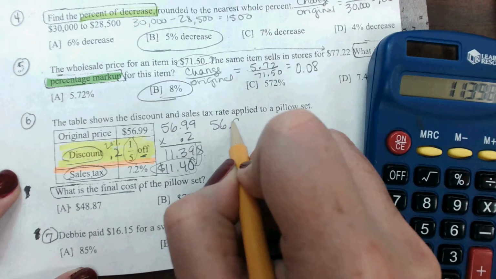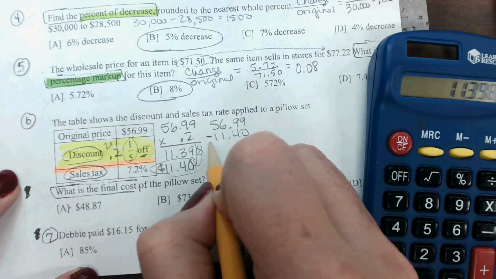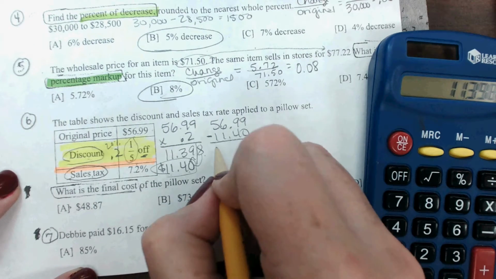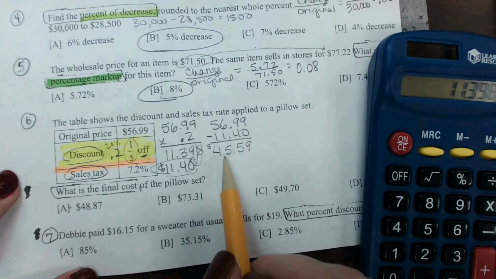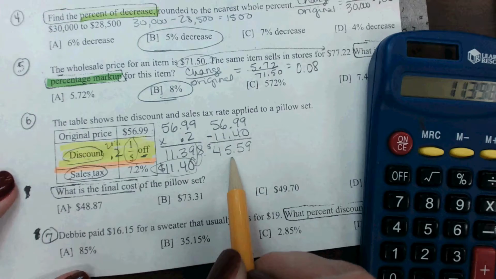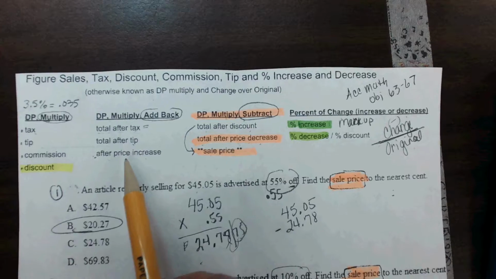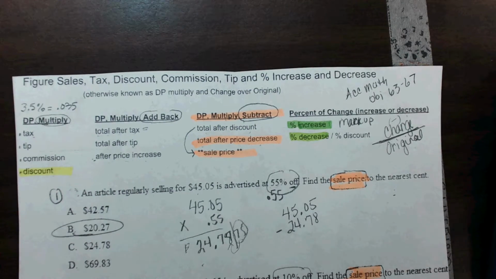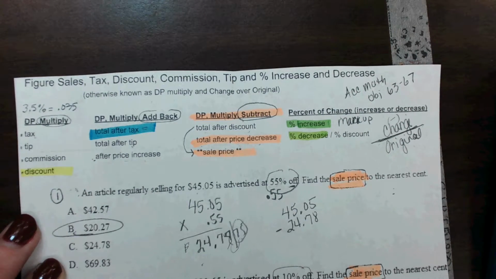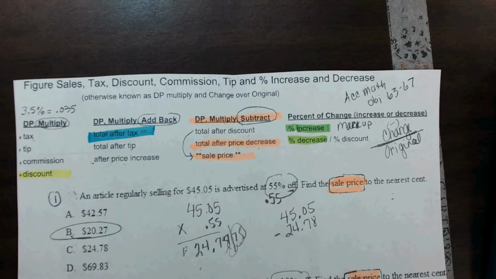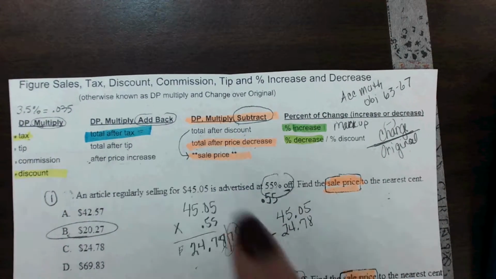So we started at $56.99, but I'm going to take off, or subtract, the $11.40. And when I take off the $11.40, I end up with $45.59. That is my price after the discount. But now what? Now, let's look up here. I need to find my total after tax. Yes, I'm going to have to solve for the tax, which is just a DP multiply again, but then I'm going to have to add that tax back.